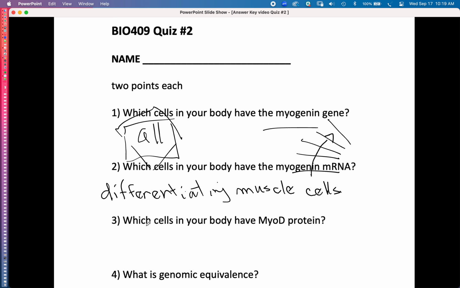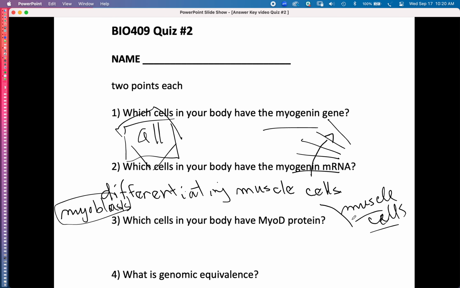Okay, and so myoblasts, that's not right. Those are muscle precursor cells that are not differentiating. And if you just said muscle cells, I gave that credit. We haven't talked about it, but we haven't learned in our course whether the myogenin stays on, but I suspect it does. So differentiating muscle cells are a good answer. Myoblast is not a good answer.